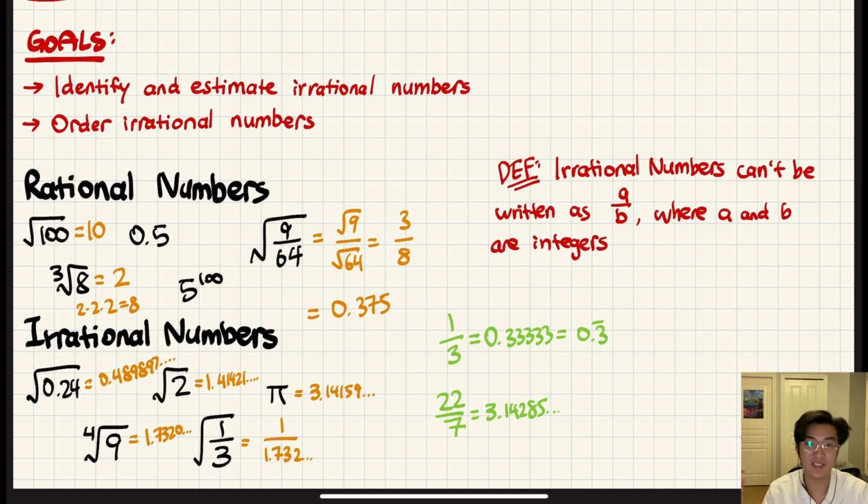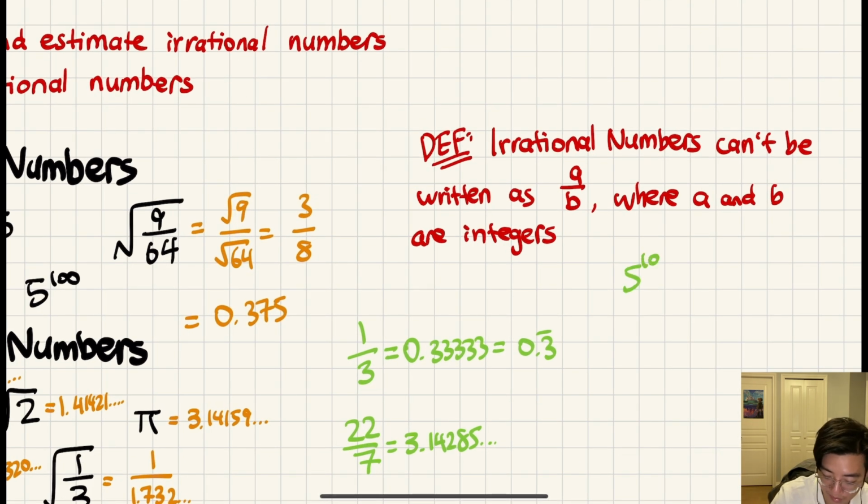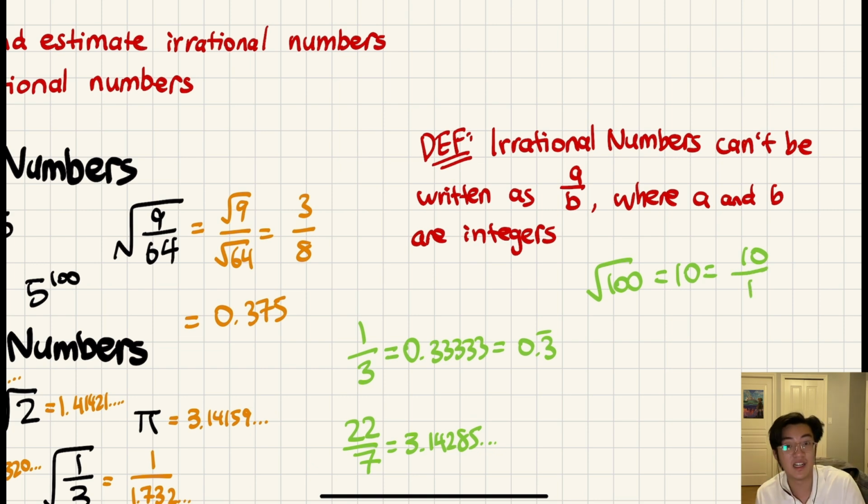So most likely if you see a long string of decimals, it's probably irrational. Right? And as you can see here, even if we see something like 5 to the power of 100, because it's a whole number, it's fine. Because any whole number, let's just take the square root of 100 here. Square root of 100 is 10. And 10 can be written as just 10 over 1, right? Just 10 divided by 1. So 10 by itself, and any whole number is rational.